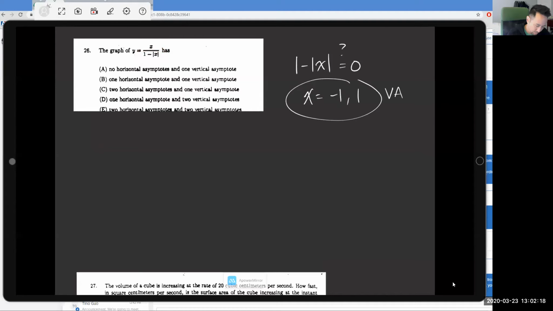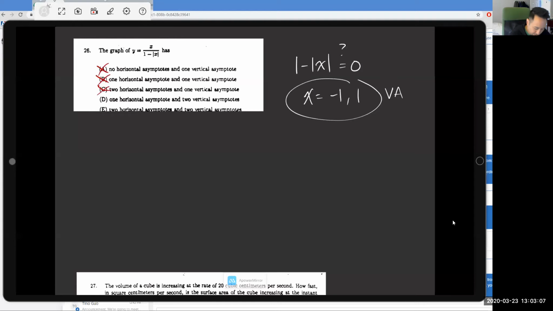Once again, my vertical asymptotes, I have 2 of them, which is nice, which means I can eliminate A, B, and C because they all say 1 vertical. Now, D and E, there's 2 verticals, great, but there's either 1 or 2 horizontal, so I still need to deal with figuring out the horizontal asymptote, right?